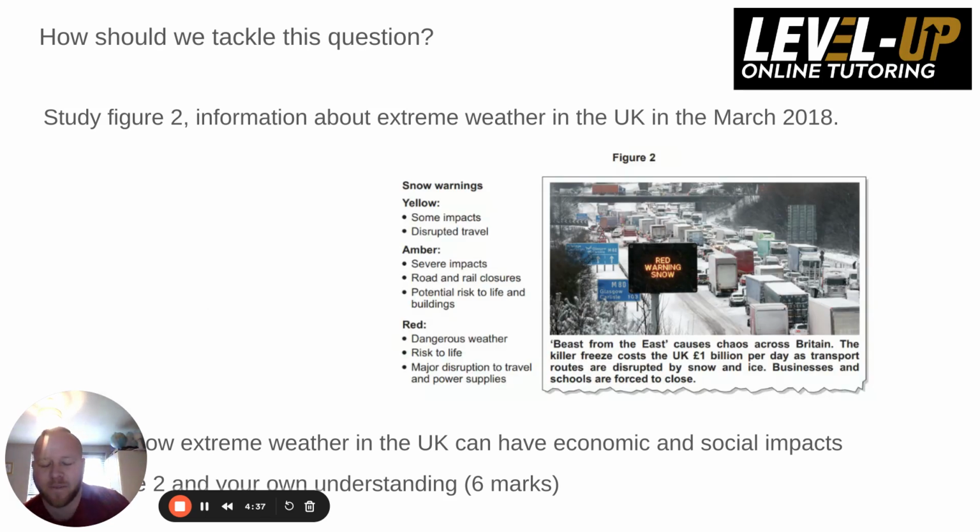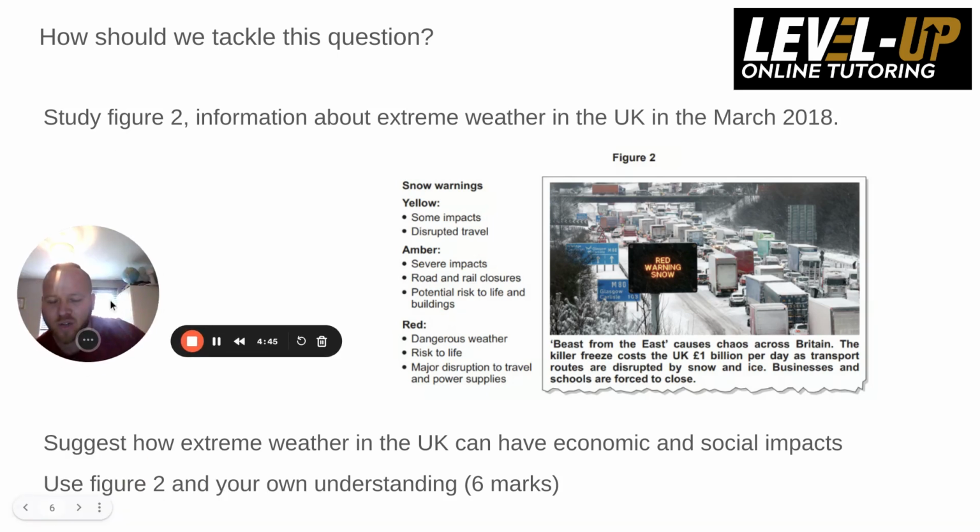Study figure 2, information about extreme weather in the UK in March 2018. This was the beast from the east. Let's move this out of the way. Suggest how extreme weather in the UK can have economic and social impacts. Use figure 2 and your own understanding.